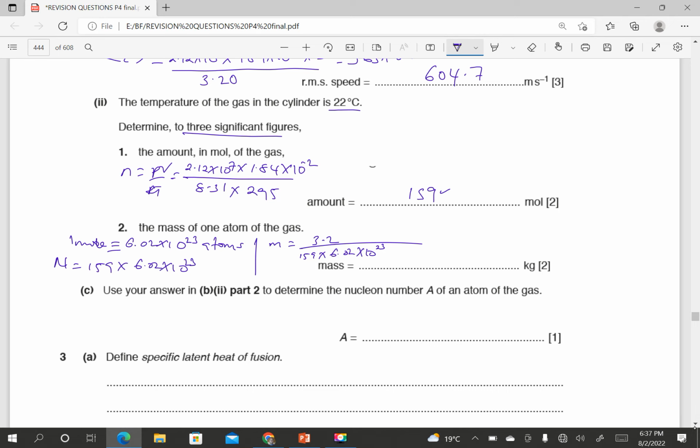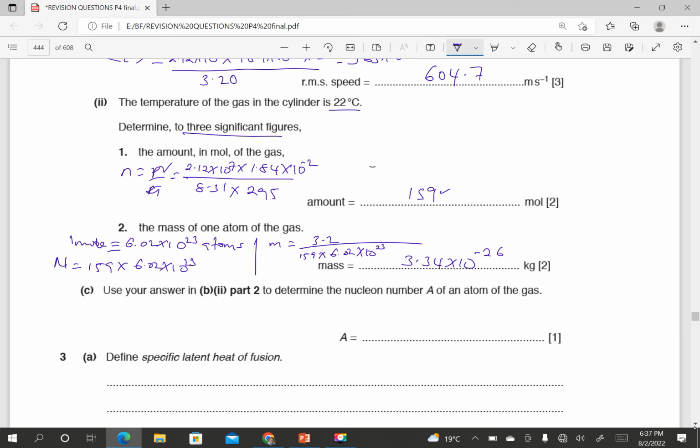So the mass of one atom is 3.34 times 10 power negative 26 kilograms. Then determine the nucleon number. I think a chemistry student cannot fail to determine the nucleon number when they have the mass of the atom. Remember, the mass of the atom in kilograms can be converted into the nucleon number in a unit called unified atomic mass units. So just convert that mass from kilograms into unified atomic mass units.